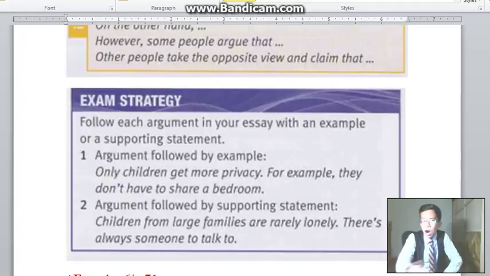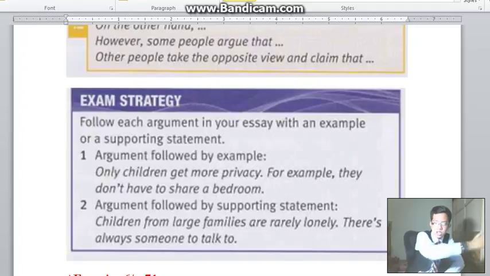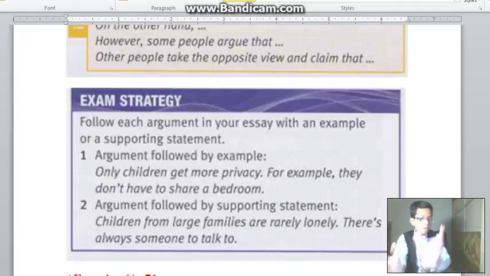So when you are arguing about that statement, you can have an argument followed by an example. Example like, for example, only children get more privacy. For example, they don't have to share the bedroom. So after you give a statement to argue, then put an example next to it.